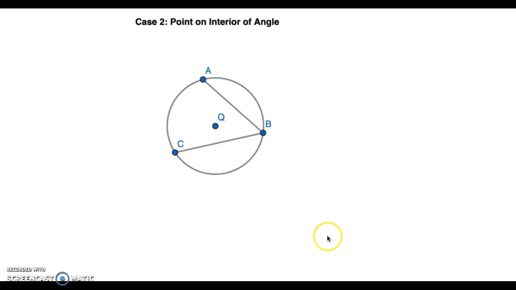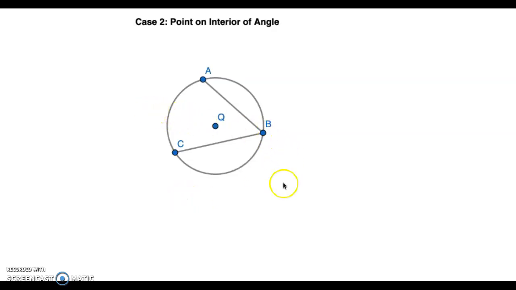So we are still trying to prove that angle ABC is half the measure of the arc length of AC. But what's different about this case is that our point is no longer on this line here, but it's actually on the interior of the angle. So what we're going to want to do is first show that the diameter is represented.